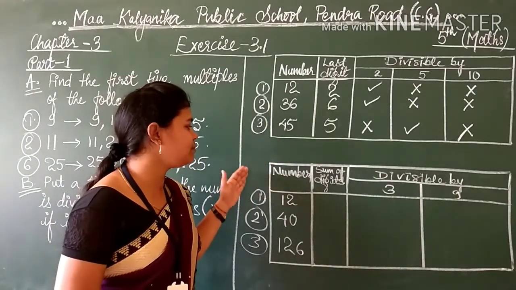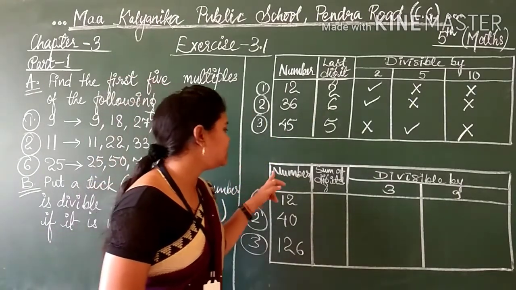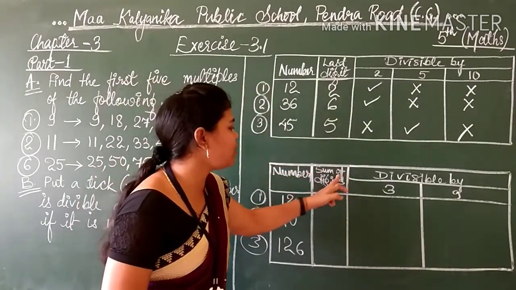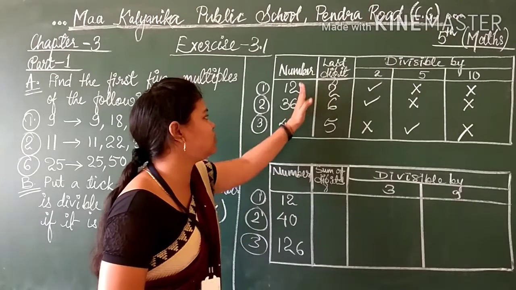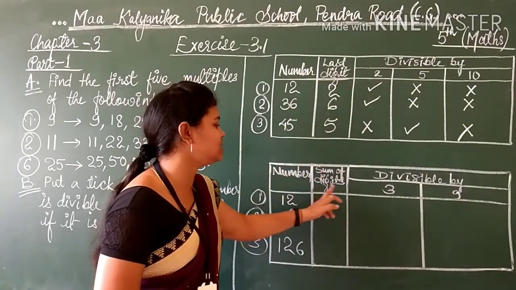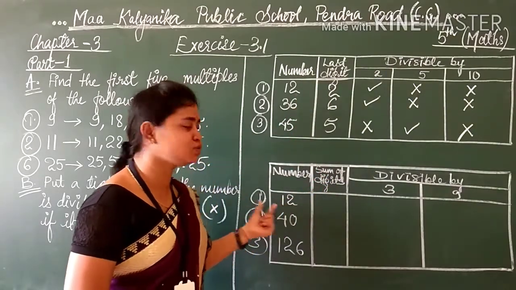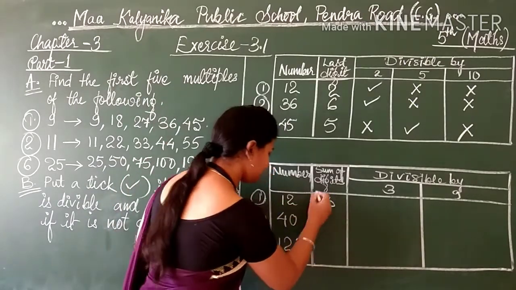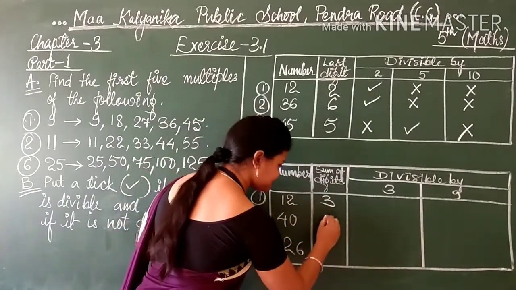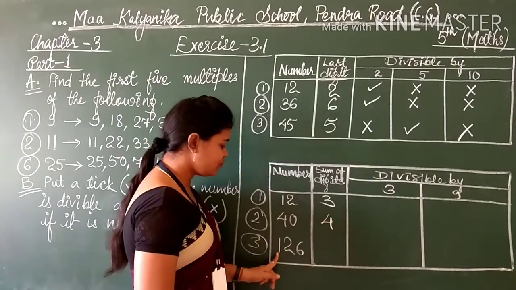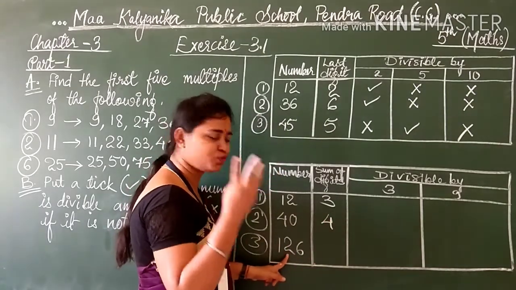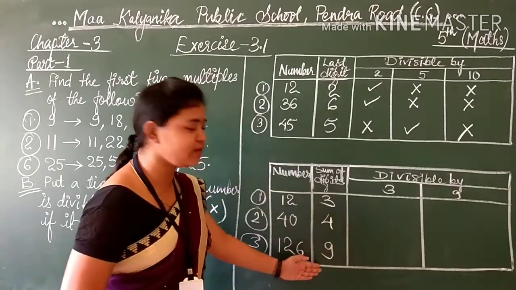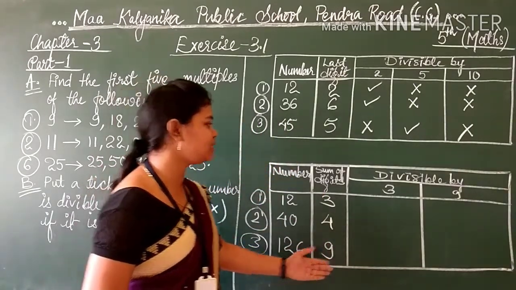Now question number B, second chart is given. Numbers are given in the same way as the first, but here we use the sum of digits. Here in the first chart you took only the last digit, but here the sum of digits. So what is the sum of these digits? 1 and 2: 1 plus 2 is 3. 4 plus 0 is 4. 1 plus 2 is 3, and 3 plus 6 is 9. So we have received 3, 4 and 9 as the numbers here, students.